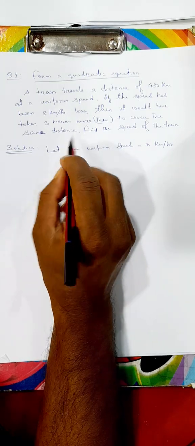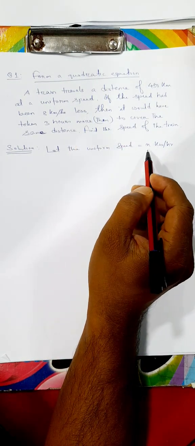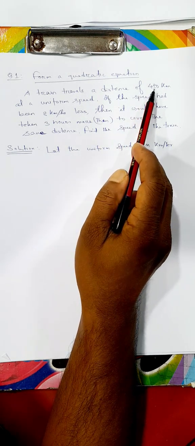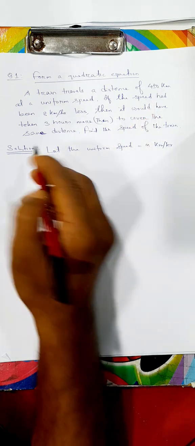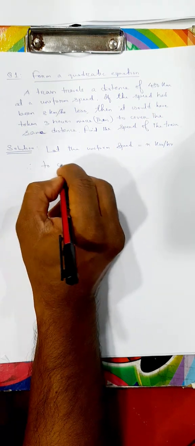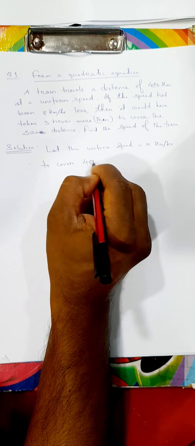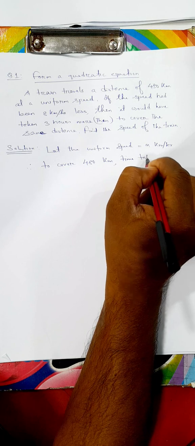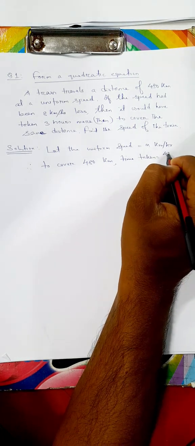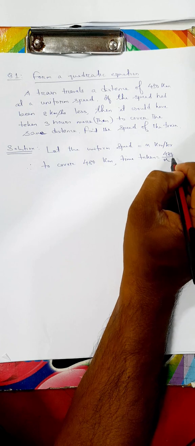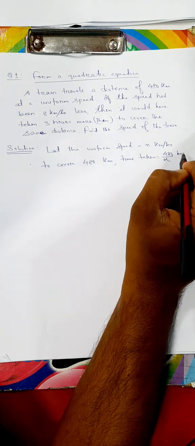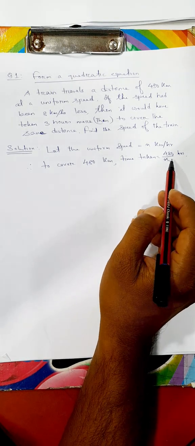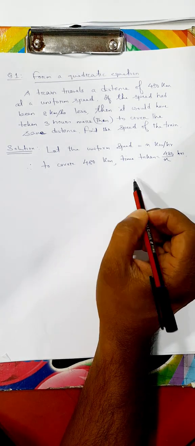Therefore, if uniform speed is x kilometers per hour, how long will it take to cover the distance of 480 km? To cover 480 km, time taken equals distance divided by speed. This is the time taken in hours. 480 kilometers will be traveled in 480 by x hours.